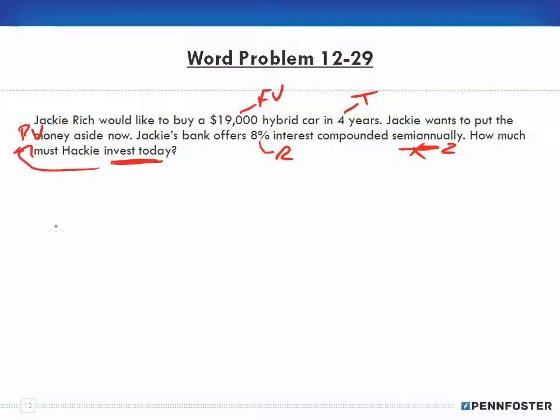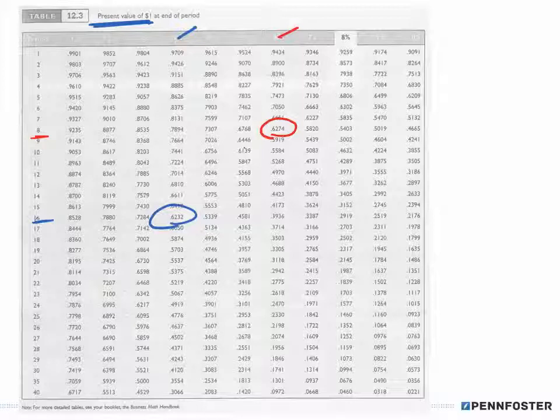Okay, so again, step by step. 4 years times 2 is 8 periods. 8% divided by 2 is 4% interest. And I want to know what the present value is, so I go to the present value table. And in the present value table, I had 4% interest right here, and that was for 8 periods. So my factor is 0.7307.